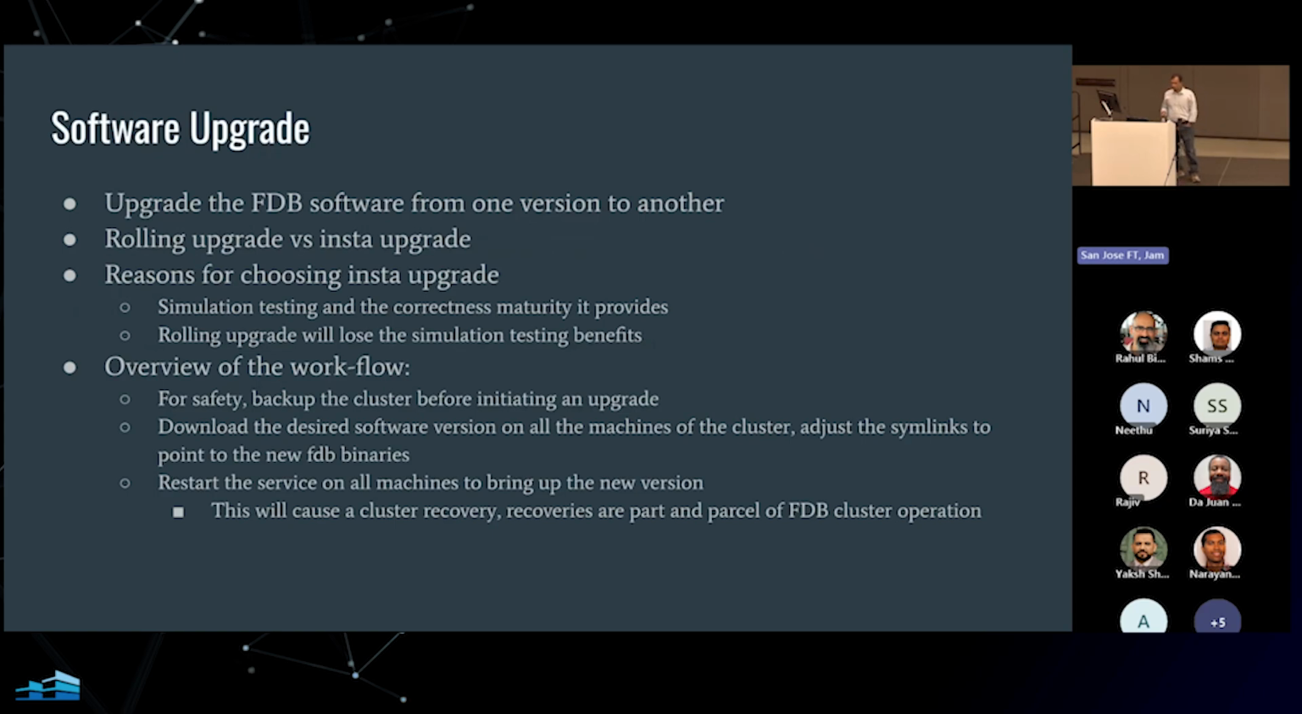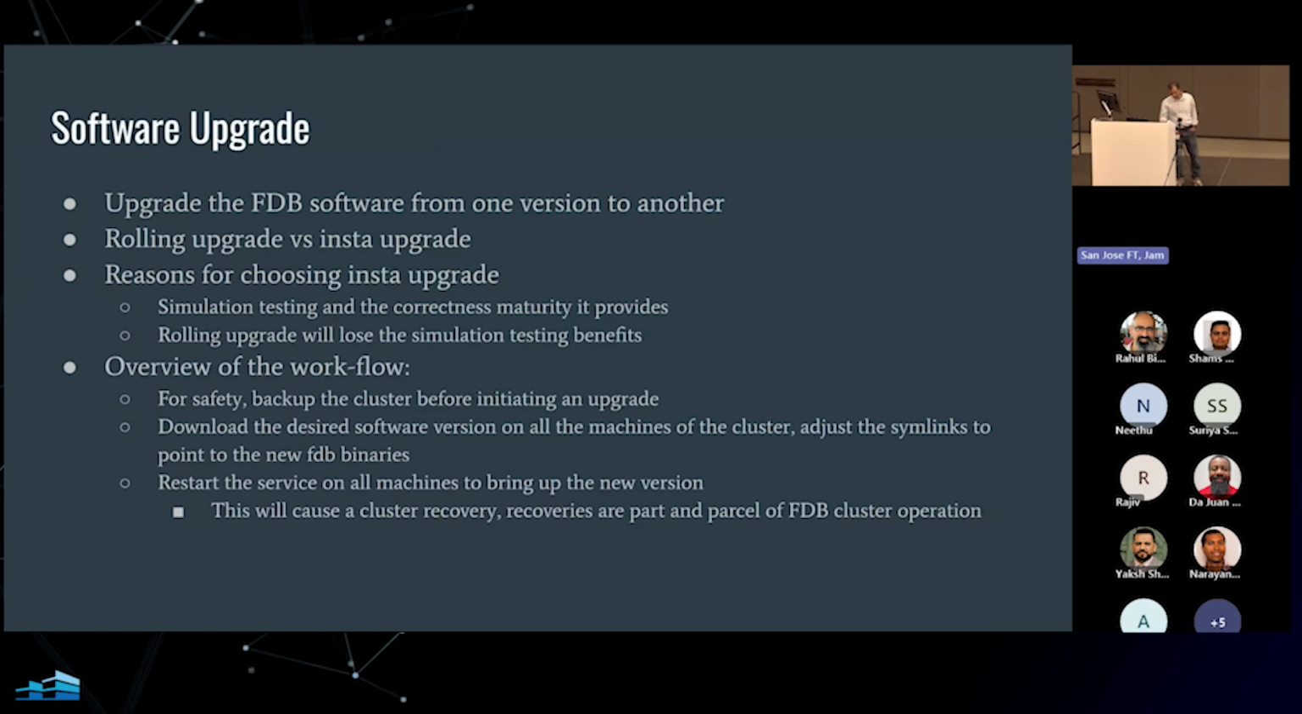The other most common operation that will be necessary is software upgrade, and we do hundreds of upgrades every month when there is a new patch release or any release. One of the interesting things to note is that in typical distributed systems, we do something called a rolling upgrade, right? You upgrade one machine, then go to the next machine, and then the next. In FDB, there is this thing called the insta upgrade, where all the machines go from one version to the next version instantaneously.